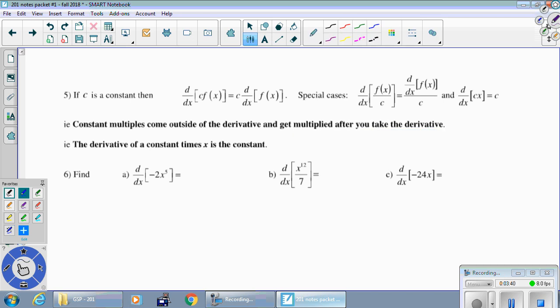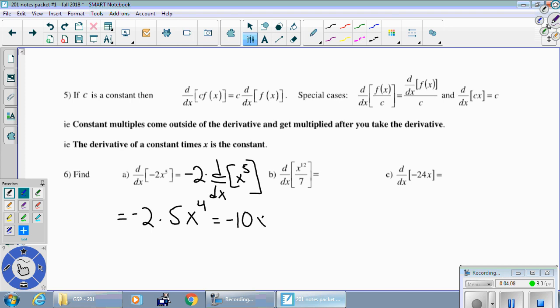So what the rule is that we just said, we just looked at. It says that this constant multiple -2 can come outside and can just hang out there until you take the derivative and then can be multiplied at the end. So the -2 is waiting. The derivative of x to the 5th, that's now easy. That's our power rule. 5 comes down. Copy the x, subtract 1, makes it 4. And then the -2 multiplies by that. All we can do is make it -10x to the 4th.